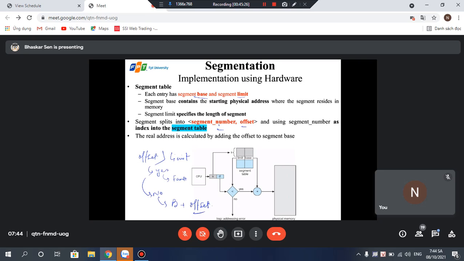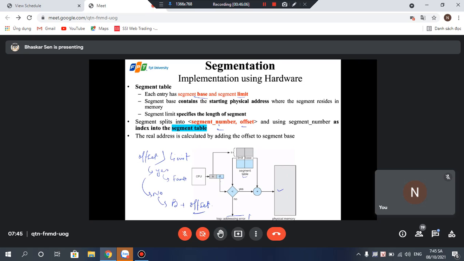Try to understand the logic, simple logic. That's exactly what they're doing. Segment number, and d is the offset. Using the segment number as an index, you find the entry of the segment table. This is the segment table. First, check the limit value. Is d less than the limit? If yes, then take d, the offset, and add it to the base and find the physical address. Otherwise, there will be a trap, an addressing error.